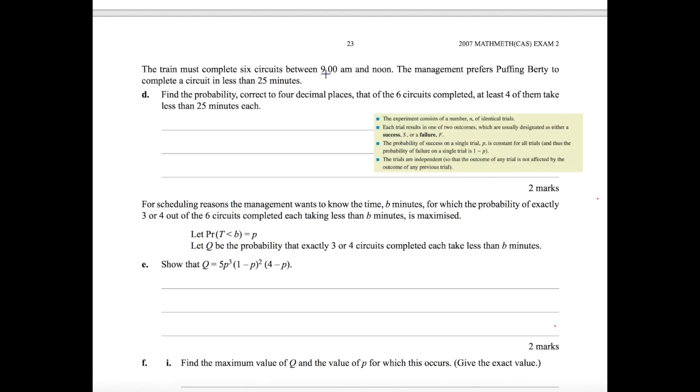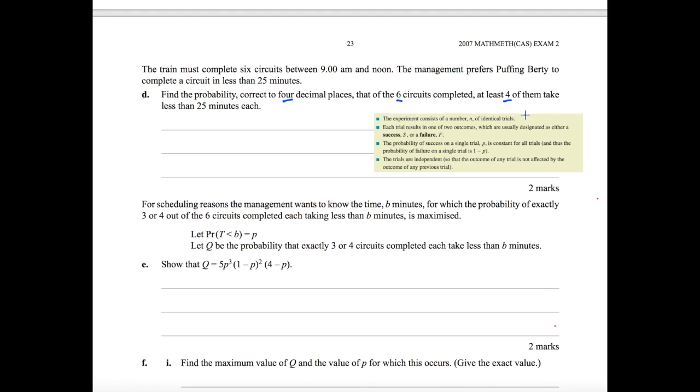It's 6 circuits between 9 a.m. and noon. The management prefers Puffing Birdie to complete a circuit in less than 25 minutes. Find the probability, correct to 4 decimal places, that of the 6 circuits completed, at least 4 of them take less than 25 minutes each.